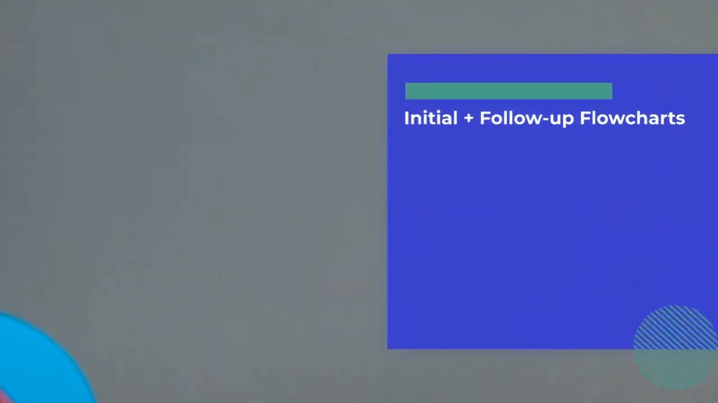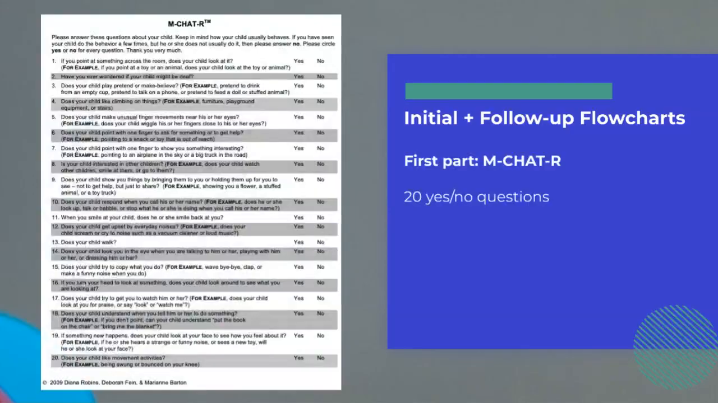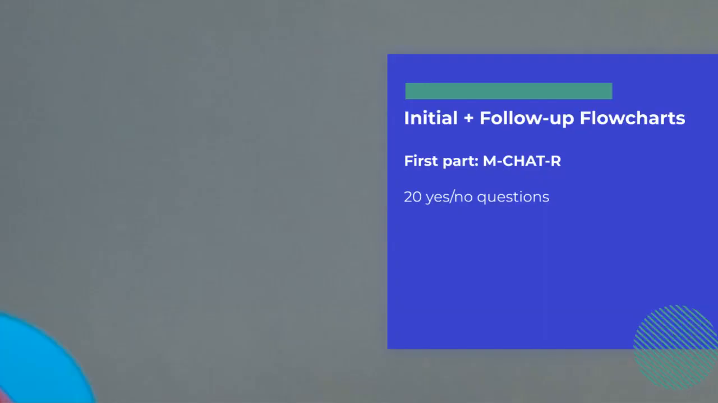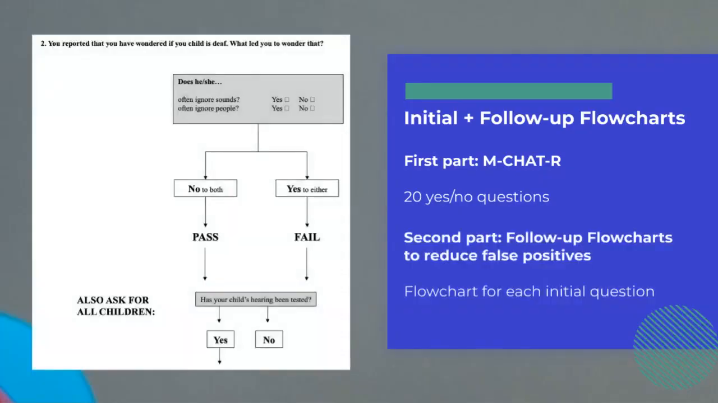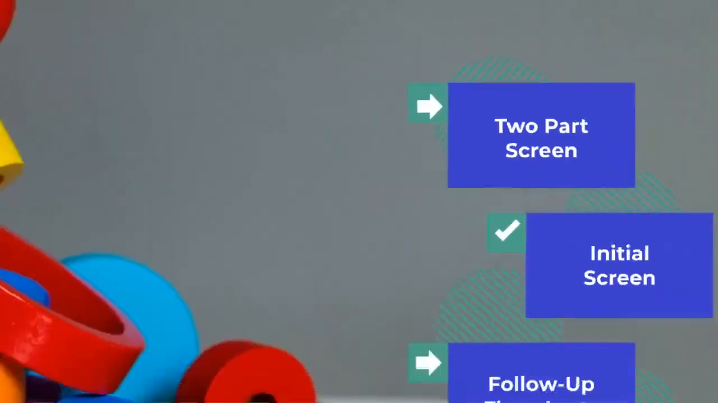The Modified Checklist for Autism in Toddlers, Revised with Follow-Up is a two-part screen. It includes an initial questionnaire and follow-up flowcharts. The first part is the MCHAT-R, which contains 20 yes or no questions. The second part of the MCHAT-RF is a set of follow-up flowcharts, which are associated with each of the initial questions of the MCHAT-R. These follow-up flowcharts were introduced to help reduce false positives.